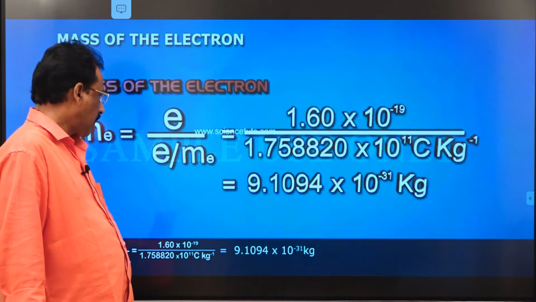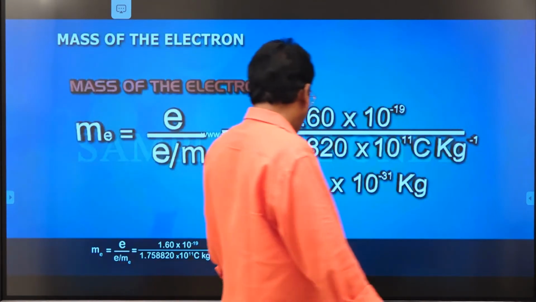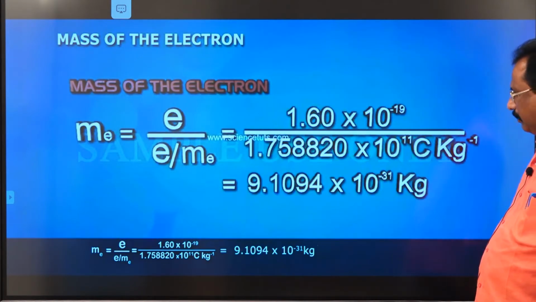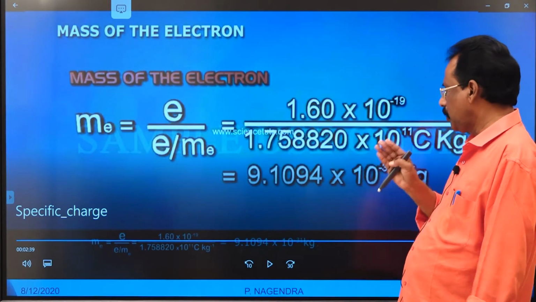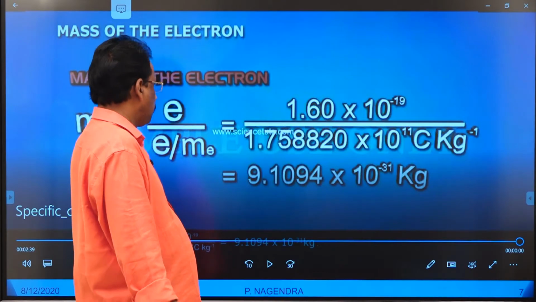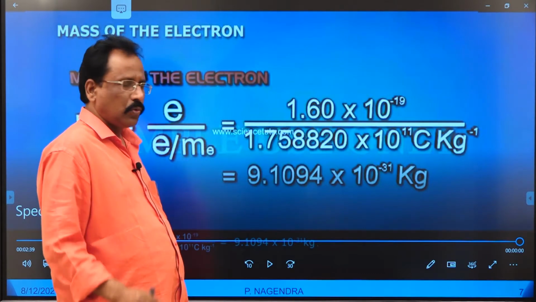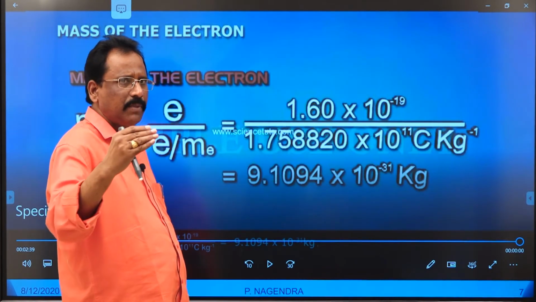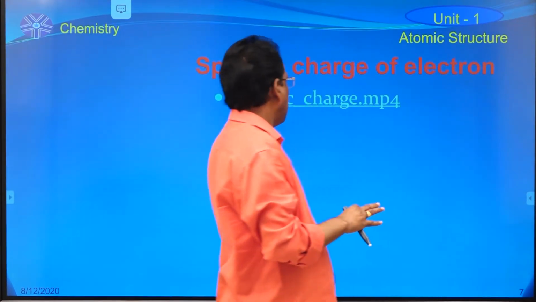According to him, the electron mass is very negligible, equal to 9.11 into 10 power minus 31 kilograms, or 9.11 into 10 power minus 28 grams, and it is also equal to 0.0005486 AMU. That means the electron has very negligible mass, equal to 1 in 1837 the mass of the hydrogen atom. So from e by m and e, it is possible to calculate the mass of the electron according to J.J. Thomson.